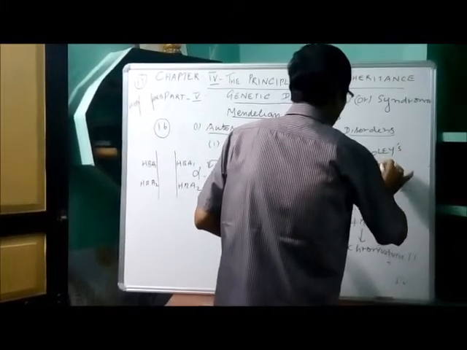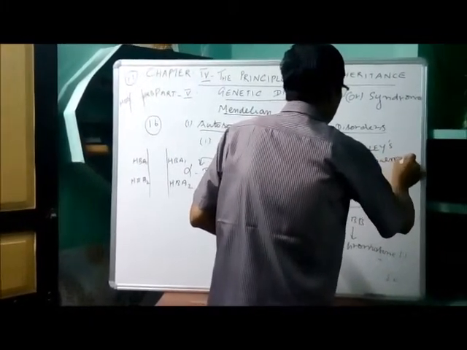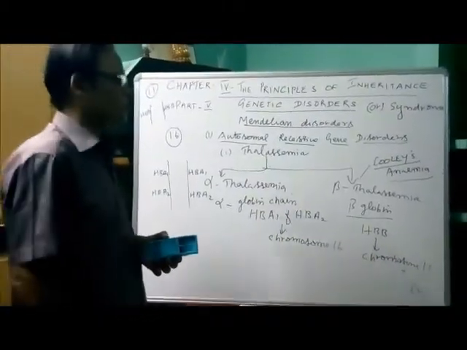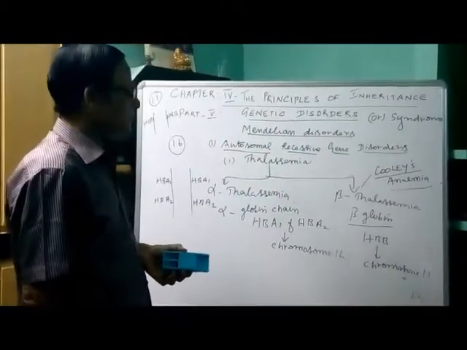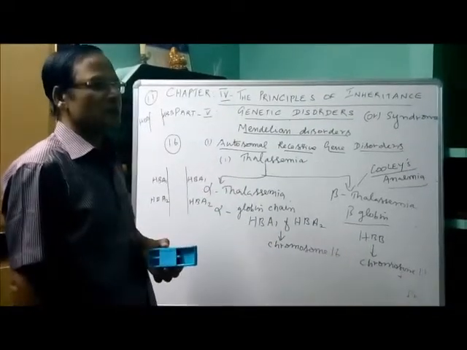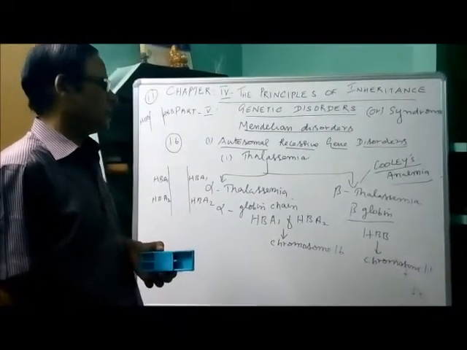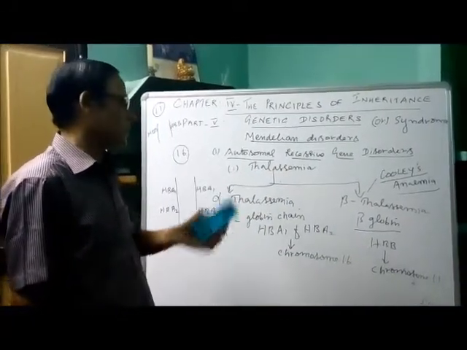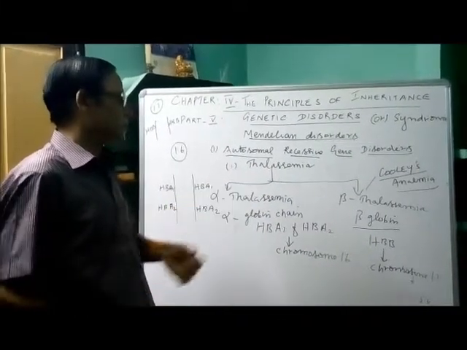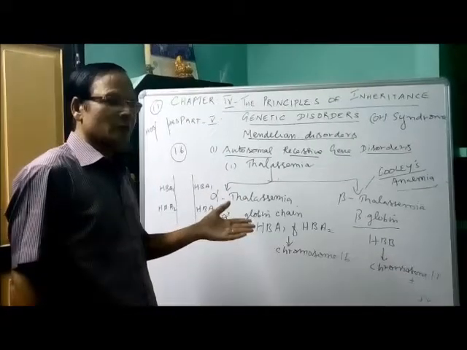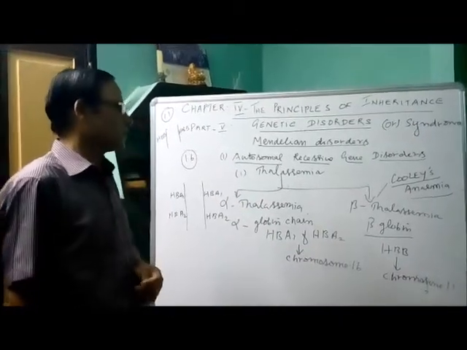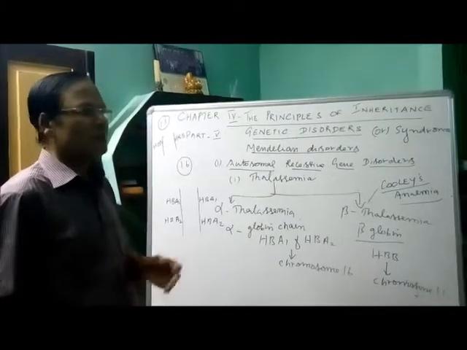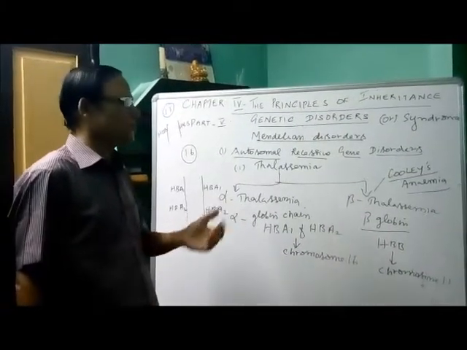Cooley's anemia. In both cases, there is a production of abnormal hemoglobin, which results in the destruction of RBCs, leading to an anemic condition. Now, Cooley's anemia was reported by that person, hence the name. In the case of Cooley's anemia, the beta globin production is increased, leading to the destruction of RBCs. As a result, the person will also die.